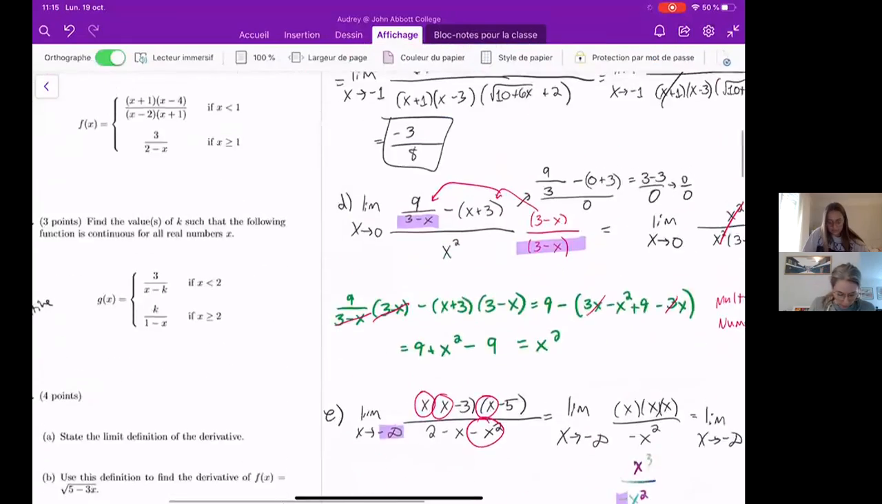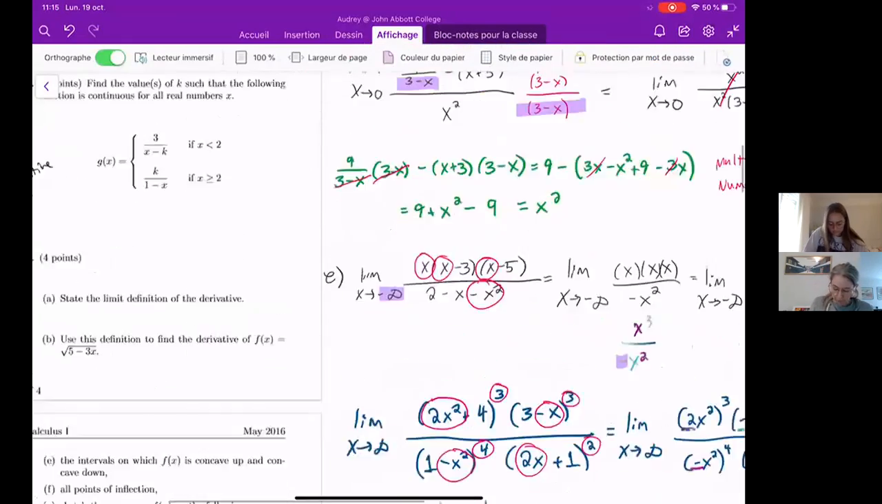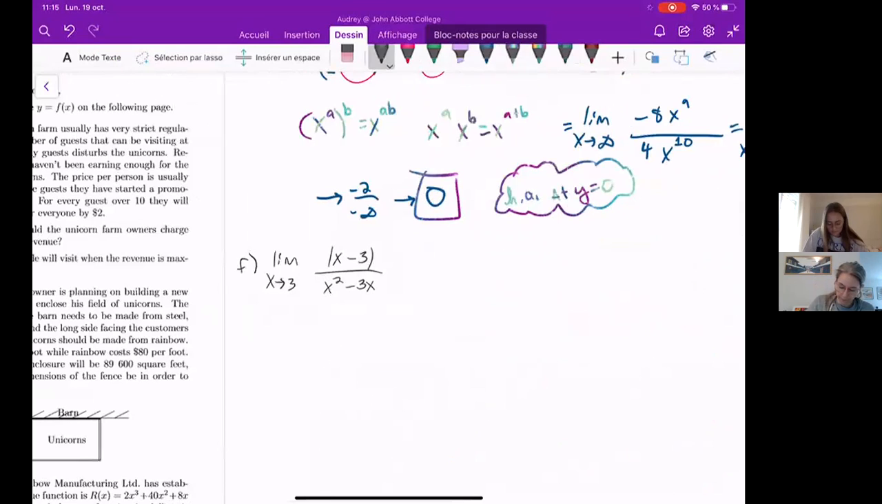Was it 3 from the left, or the right, or neither? 3 from the left. As usual, the first thing we should do is plug in, and when I plug in, what do I get? I got a 0 on top and a 0 on the bottom. So how do I deal with absolute values?